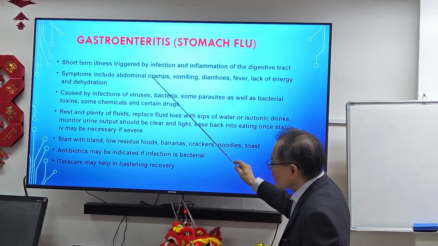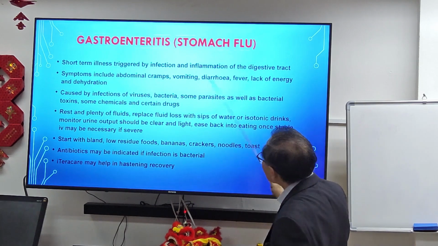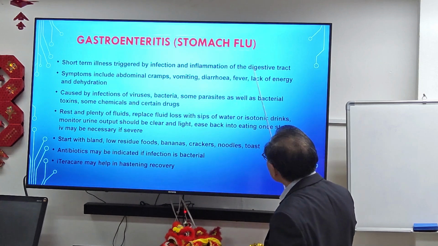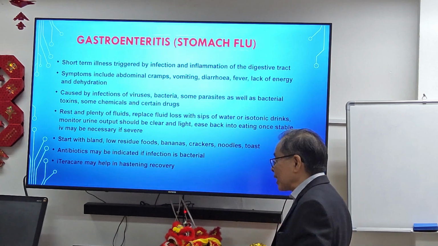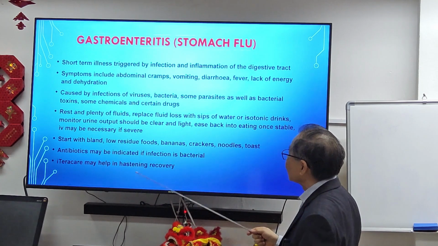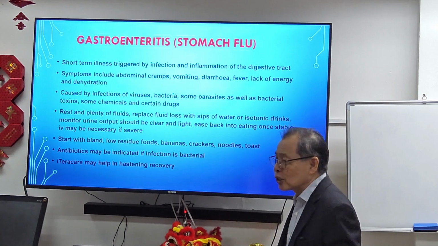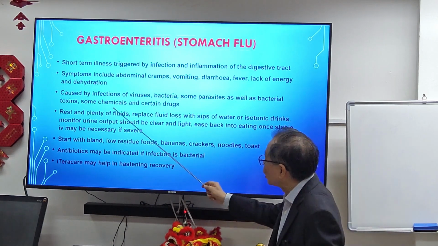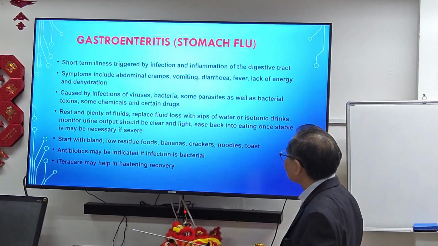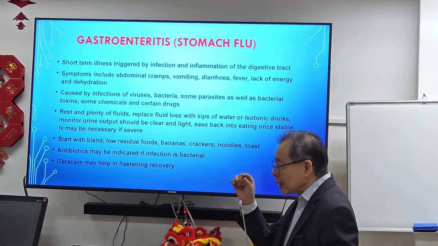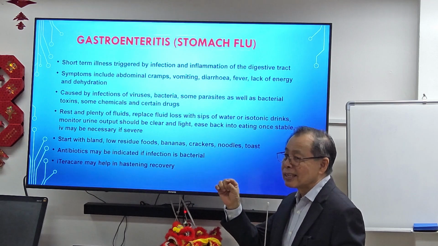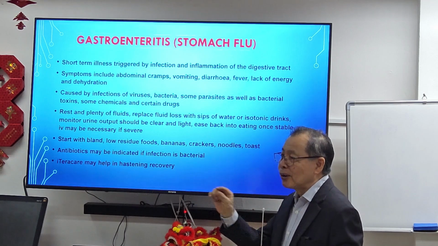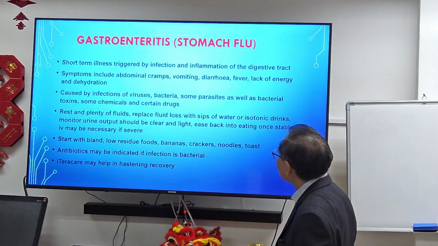And the symptoms are usually cramps, vomiting, diarrhea, and you may have fever. You feel very weak and dehydrated. And because it's short term, it's just a few days and it's over. Rest, plenty of fluids, replace fluid losses, sips of water. Don't take anything more complex than that.